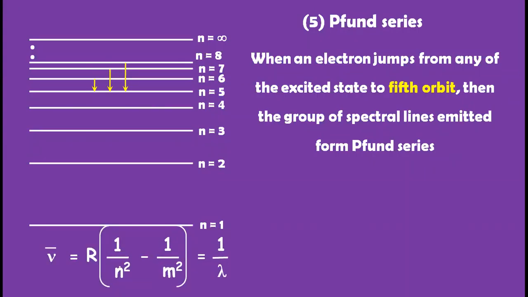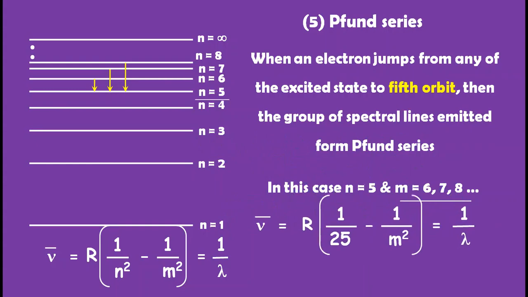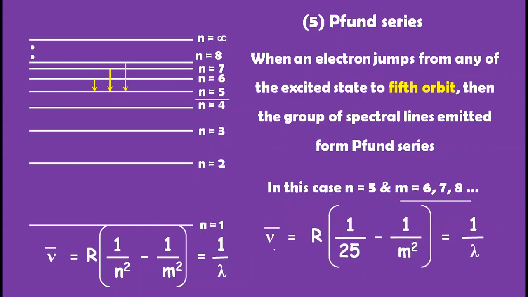Again, nu bar equals R into 1 by n square minus 1 by m square, which is equal to 1 by lambda. So here the principal quantum number of the lower energy level to which the electron jumps is 5. And the excited states from where the electron jumps have principal quantum number 6, 7, 8, etc. So they are taken as m. Substituting the value of n, I end up with nu bar equals R into 1 by 25 minus 1 by m square. That is equal to 1 by lambda.